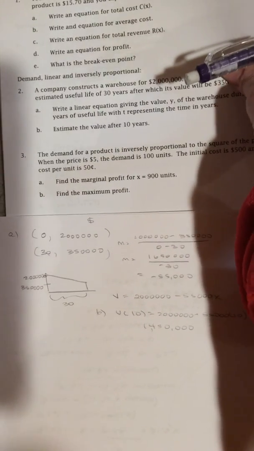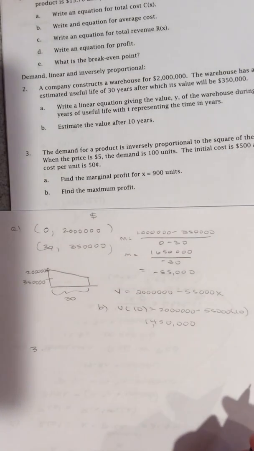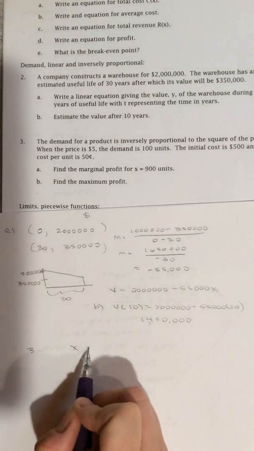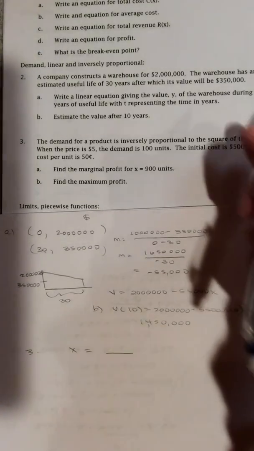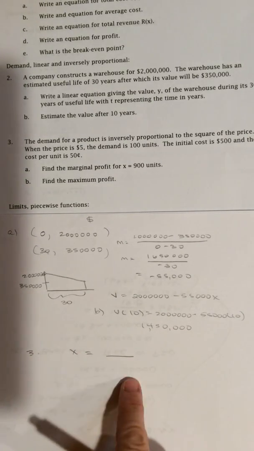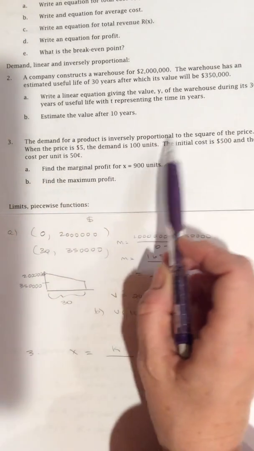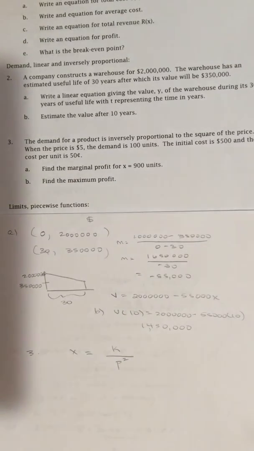And then the inversely proportional relationship, which is number 3, is a different situation. In an inversely proportional relationship, I'm going to have my demand and my price related in a way where one is in the numerator and the other is in the denominator. That's inversely. And I have some kind of constant up top that I need to figure out. So this says the demand is inversely proportional to the square of the price. So in this case, I have to take P and square it and put it in the denominator.